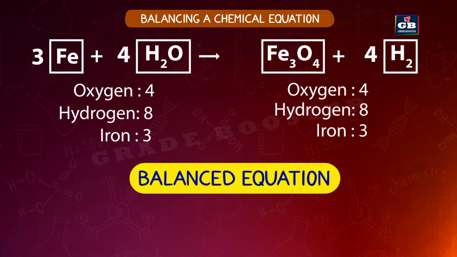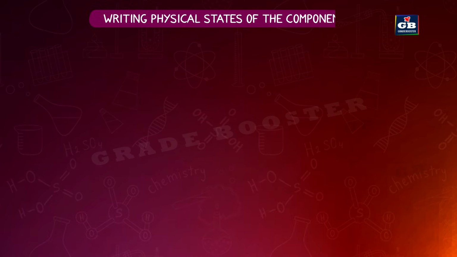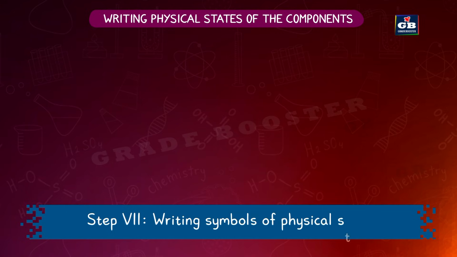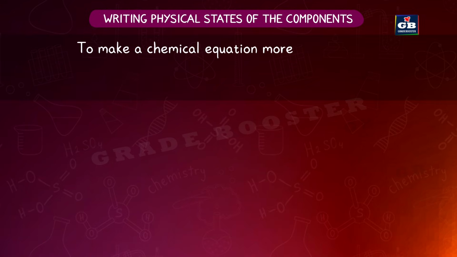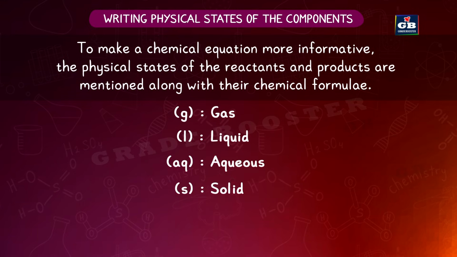So step 6. Now count the number of atoms on both sides to check whether the number is balanced on both sides or not. This method of balancing is called hit and trial method. Step 7. Now writing the symbols of physical states. To make a chemical equation more informative, the physical states of the reactants and products are mentioned along with the chemical formulae. The gaseous, liquid, aqueous and solid states of reactants and products are represented by the notations g for gases, l for liquid, aq for aqueous and s for solids respectively.